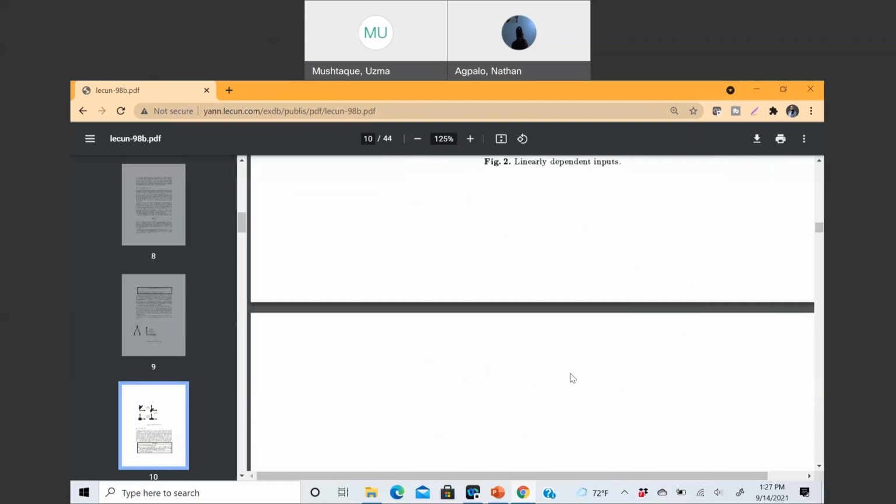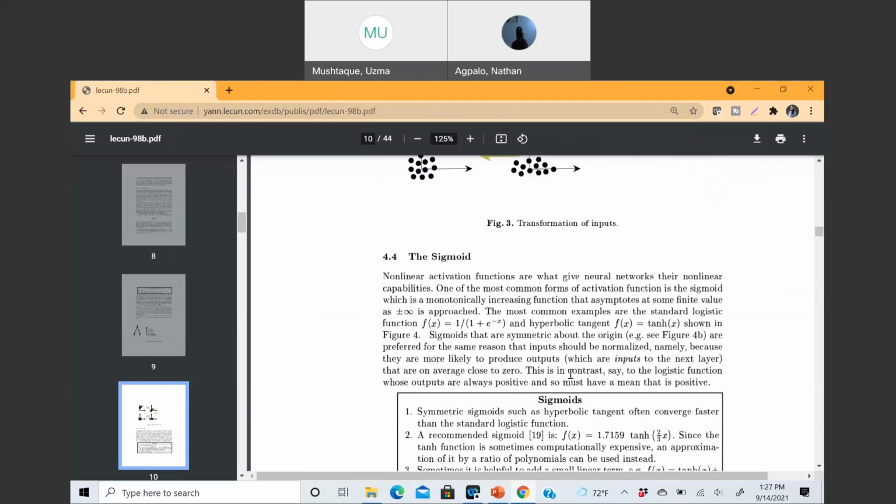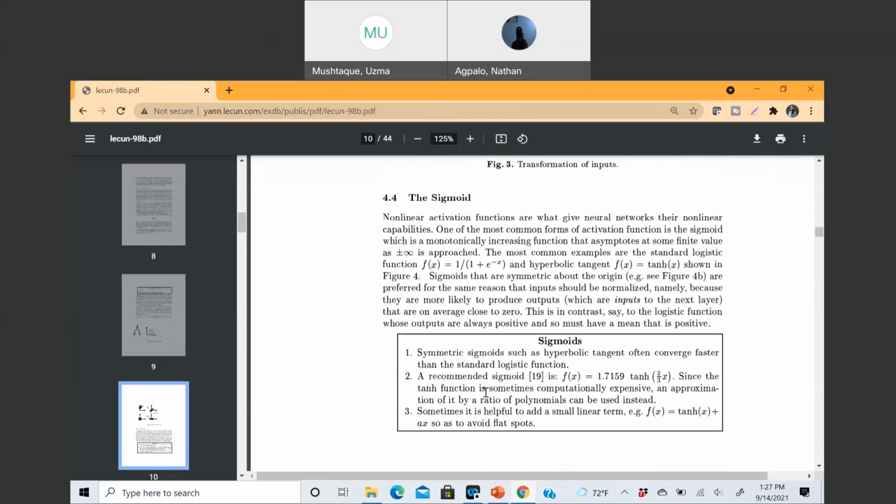Transforming, I need to think. Yeah, so this section actually talks about the activation functions. What are the activation functions that are used? Non-linear activation functions give neural networks their non-linear capabilities, as we can tell, right? And one of the most common activation functions is the sigmoid, a monotonically increasing function. We've seen that, right? And the most common one is this. So we use this for logistic regression, right? The other one is the tan-h.